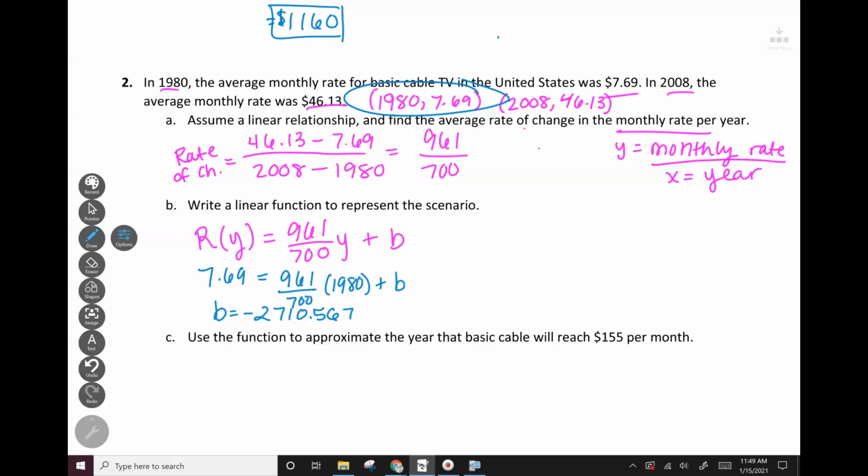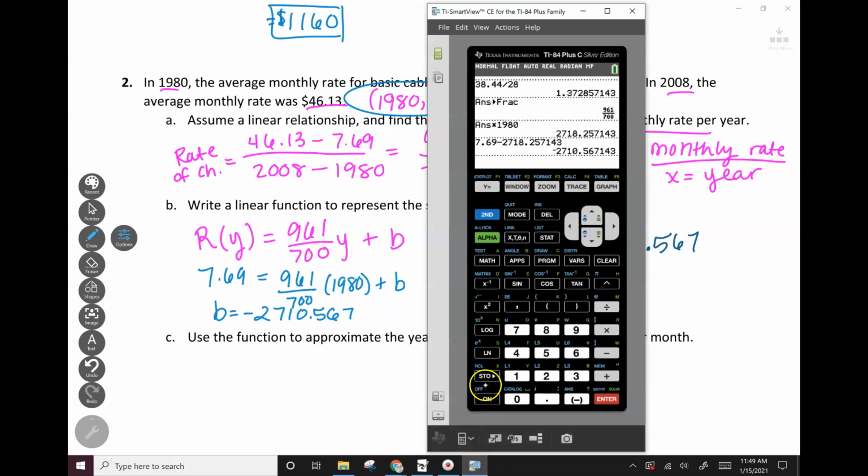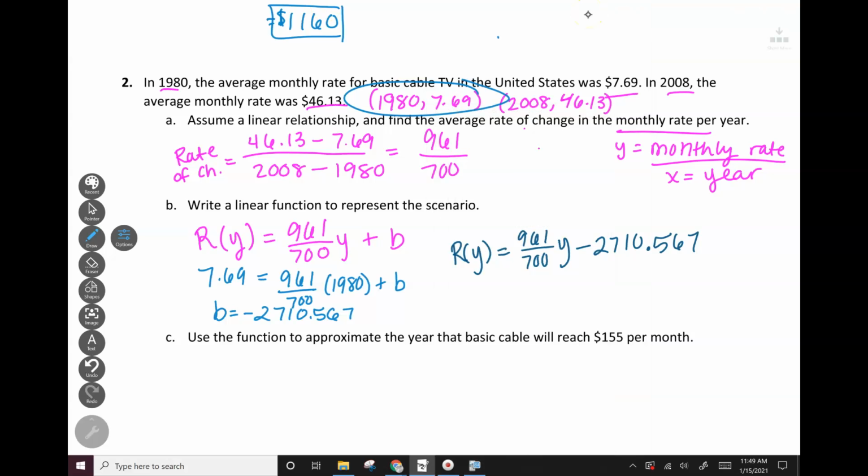Okay, so now we can write our formula with that information. So R, your function, sorry, I keep saying formula, your function is going to be the rate in terms of y is 961 over 700 times y minus 2,710.567. I just rounded that to 3 decimal places. That's not as accurate as possible, but it wouldn't have let me do a fraction here if I hit math frac. It stays a decimal, so we're just going to round it to 3 decimal places and call it good. All right, C, use the function to approximate the year that basic cable will reach $155 per month.